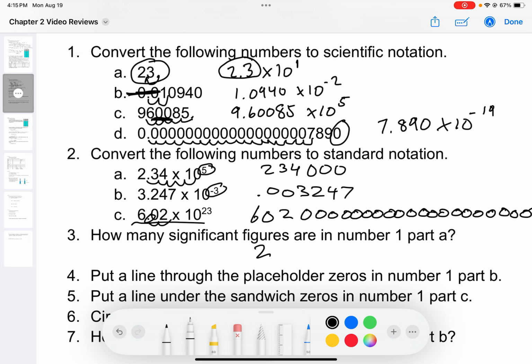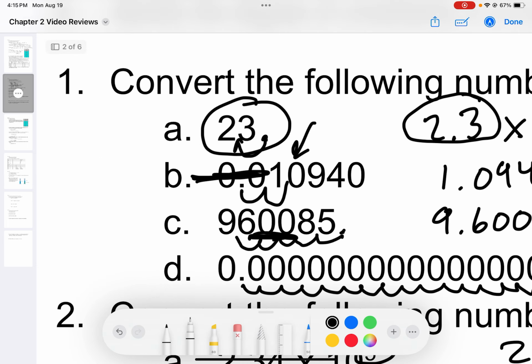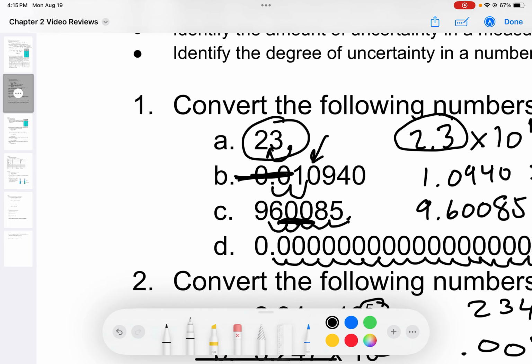Then let's talk about sandwich zeros. In number 1, part B, that is a sandwich zero. Sandwich zeros are always significant. So that zero is going to be a significant figure. Then let's talk about the last type of zero that we discussed. That is a trailing zero, this zero right here. Trailing zeros are significant sometimes. It depends on the context.